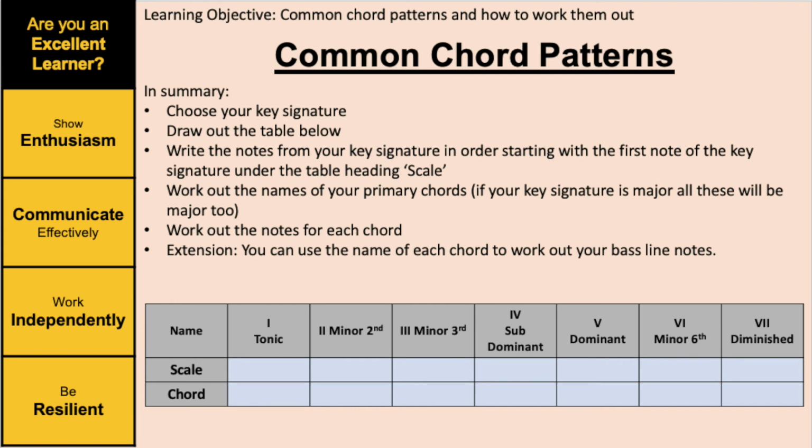Work out the names of your primary chords. If your key signature is major, all of your primary chords will be major too. Work out the notes for each chord, so you can do that either via Google, or you can find out how to work out chords by looking on YouTube. And the name of your chord will refer to the name of the bass note that you can use as well. So if you've got a C chord, your bass note will be C. If you've got an F chord, your bass note will be F. If you've got an E minor chord, your bass note will be E.